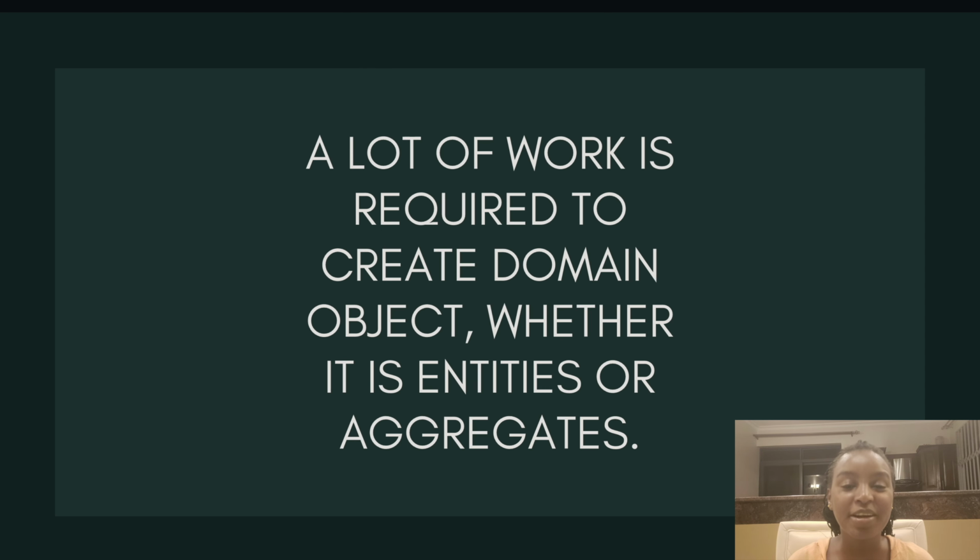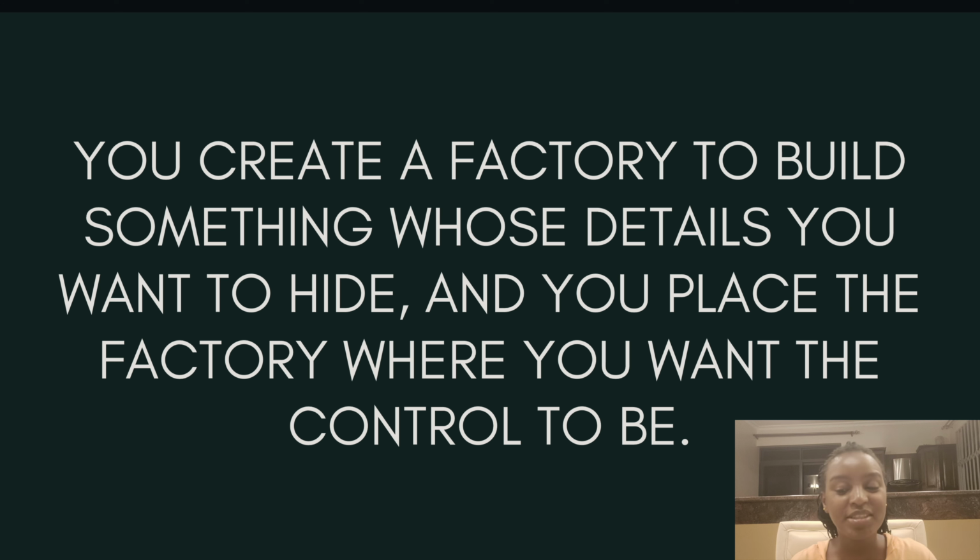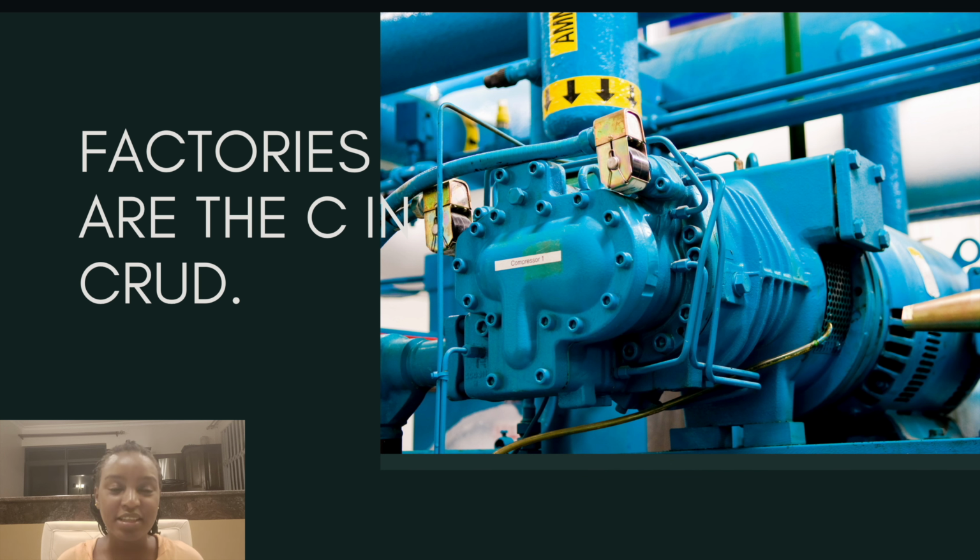A lot of work is required to create a domain object, whether it is entities or aggregates, and that's where factories come in. Some of this work will include accessing external resources such as databases, files, APIs, etc. You create a factory to build something whose details you want to hide, and you place the factory where you want that control to be. When I want to hide things, I create a factory and then also put this factory in a place where that control is controlled. Factories are the C in CRUD.